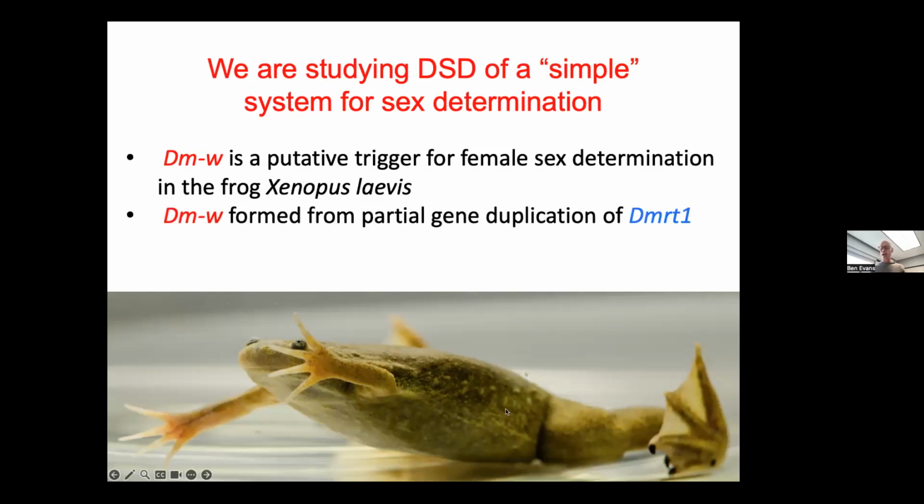So DMW, it turns out, was formed from partial gene duplication of the male-related gene DMRT1, which I alluded to earlier. And so it's a paralog, or a gene copy, of a sex-related gene. And as we'll see, there's a relatively complicated genome here because most Xenopus species are polyploid, and Xenopus laevis in particular is a tetraploid species, which means it has 2 copies of most of the genes in the autosome, DMW being the exception. This is a gene that's on the sex chromosomes, and it's present only in 1 allele in females and 0 alleles in males.